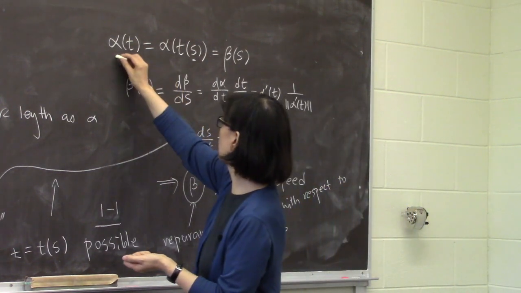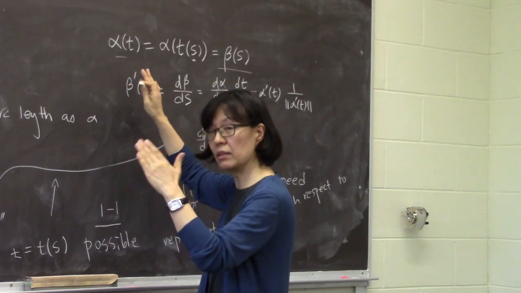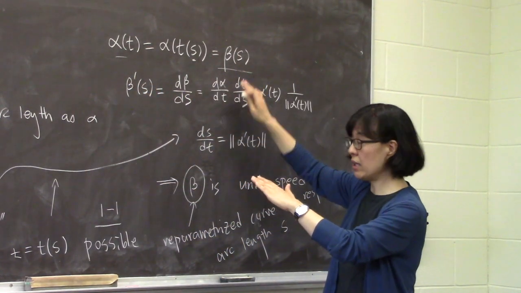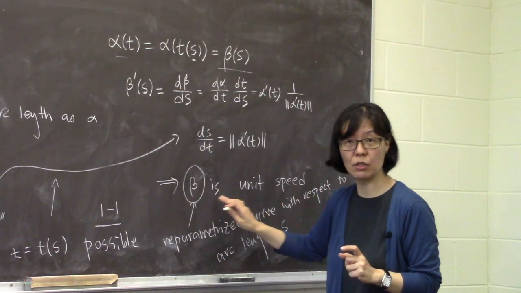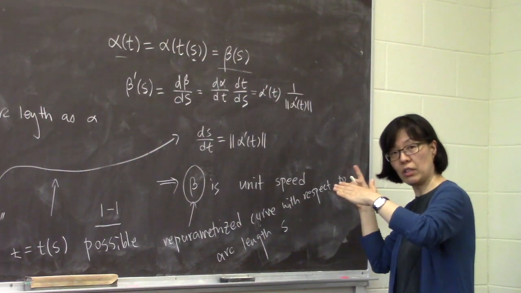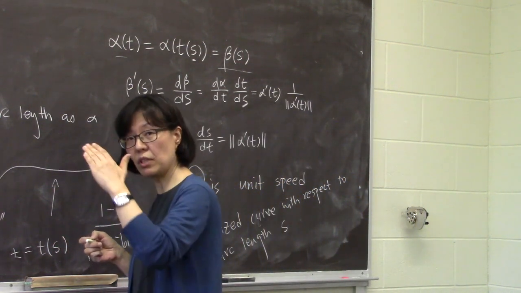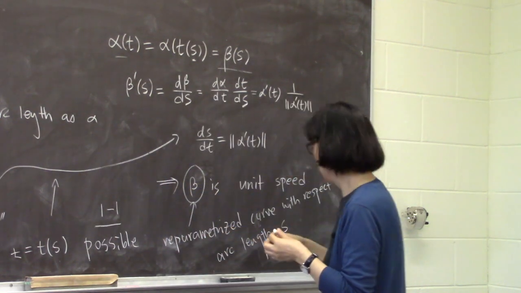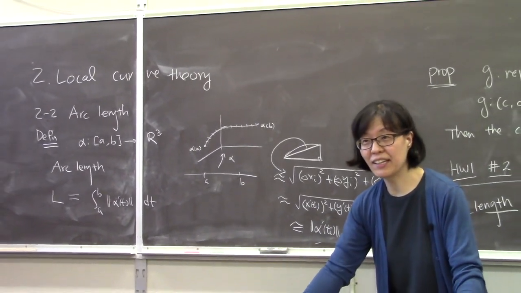If you compare beta and alpha, for different t's the tangent alpha prime t has a different length along the curve. The length of that tangent is varying, right? But for beta, the same image with the new parameter s, it is going to be unit speed. The tangent vectors all have a length of 1. It still changes direction, but the lengths are all unit. Okay? Everything is okay?